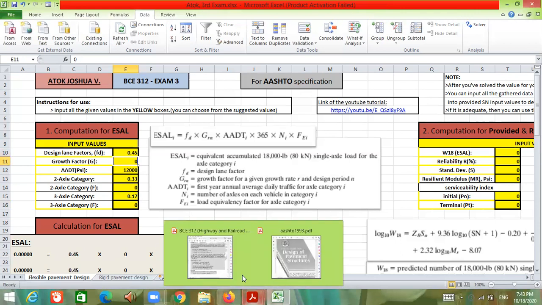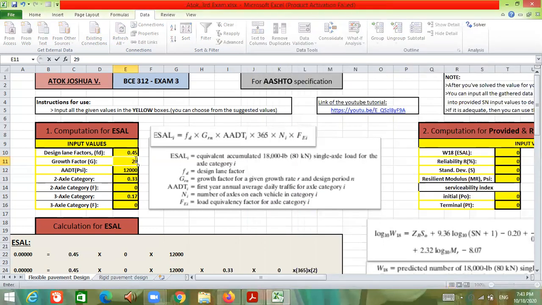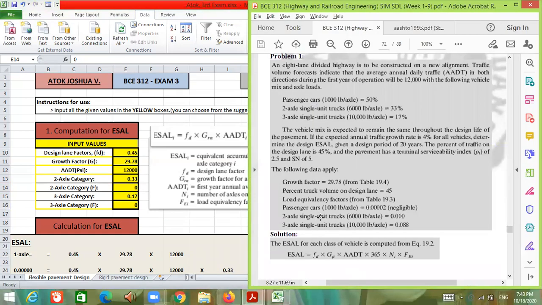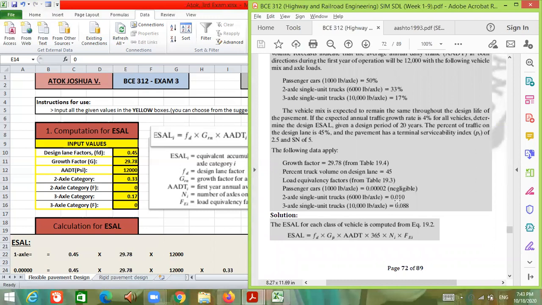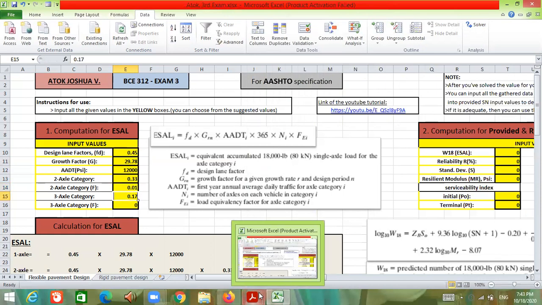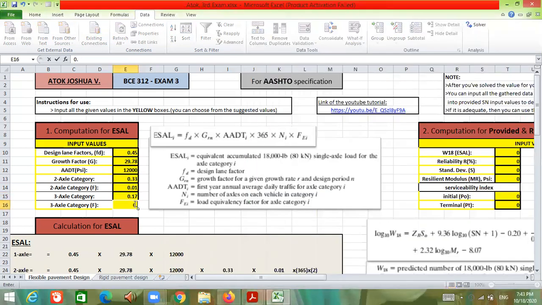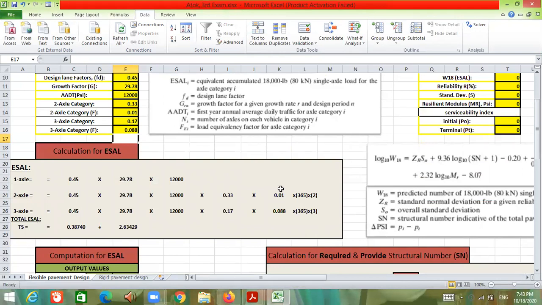And below, the second statement has the values for our growth rate factor, which is 29.78. And for our equivalency factor of our double axle single unit of 0.01, and for our triple axle load of 0.088. And these values will be calculated here, as you can see.